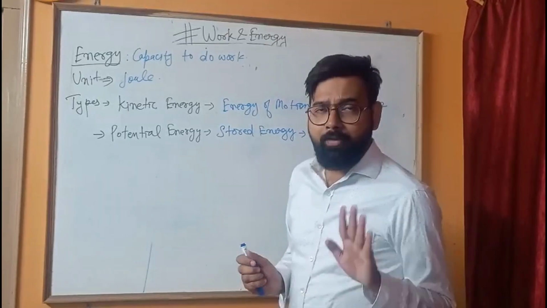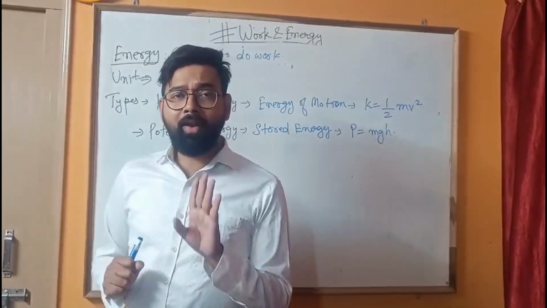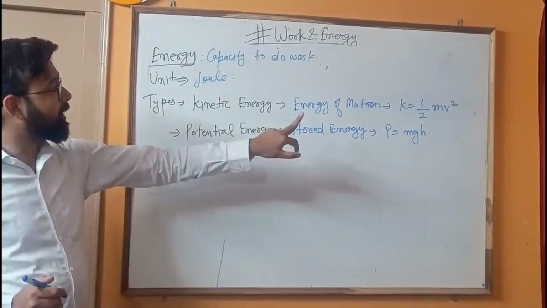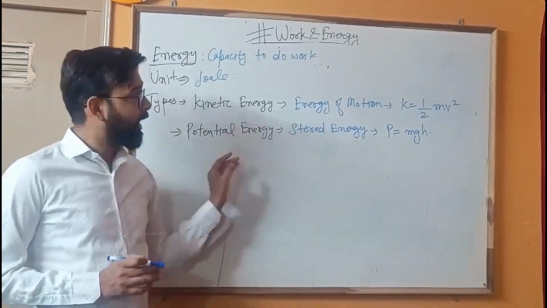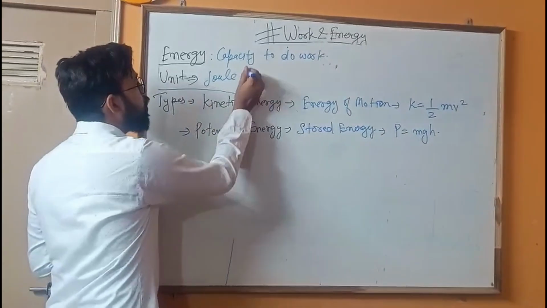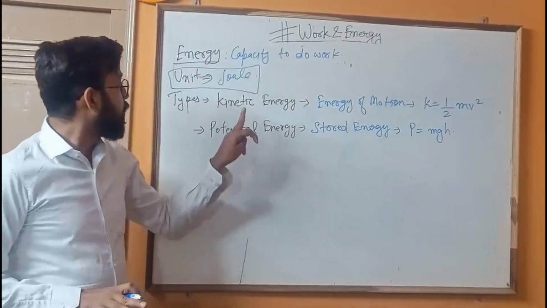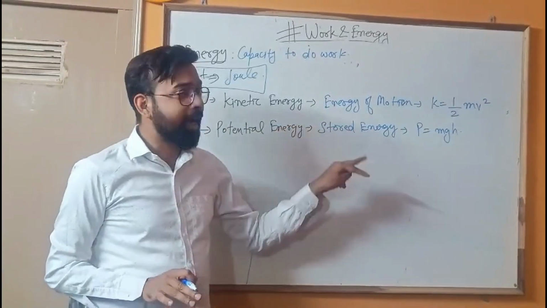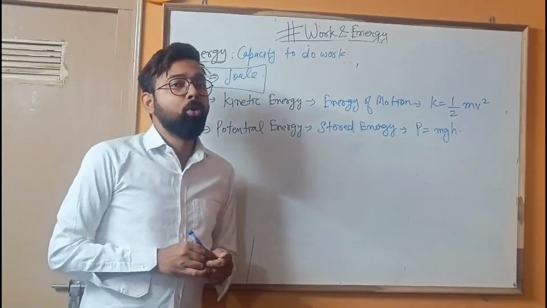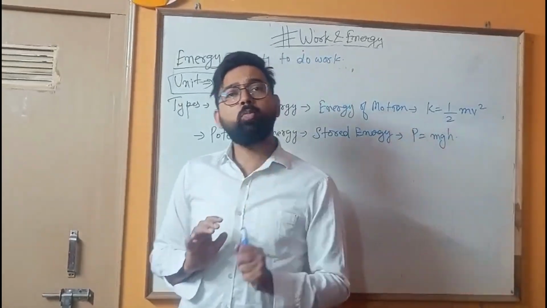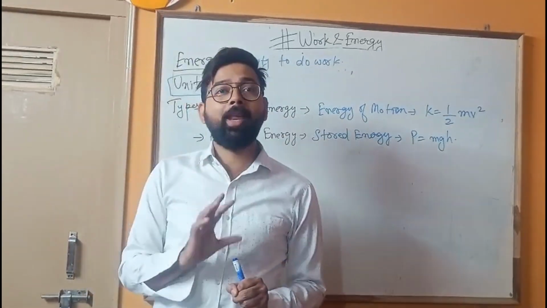If I don't have the capacity, if I don't have energy, I will not be able to do any work. And we are going to learn about two kinds of energy. The first one is kinetic energy and the second one is potential energy. And obviously the unit is also joule, so work done and energy have the same unit. Kinetic energy means the energy of motion. For example, any object that is moving has some energy.